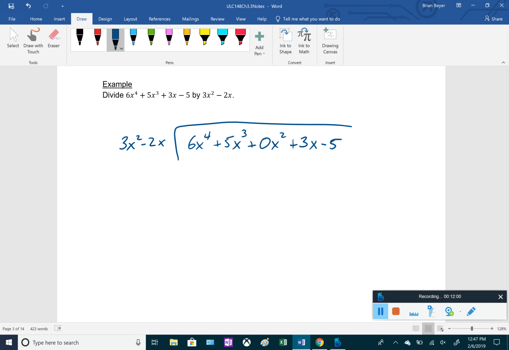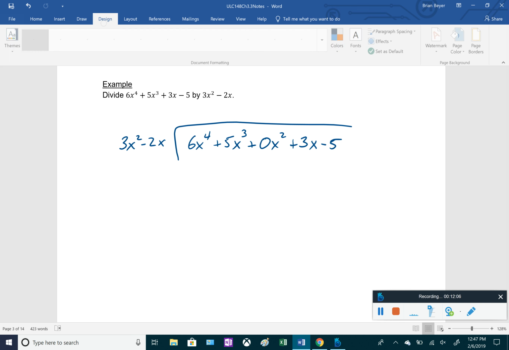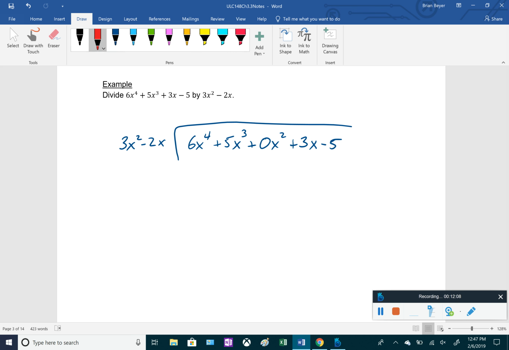Okay, so for the first terms, 3x squared times what is going to give us 6x to the 4th? 6x to the 4th divided by 3x squared is 2x squared. So that's going to be plopped right here. Multiply that through the divisor, we get 6x to the 4th minus 4x cubed.